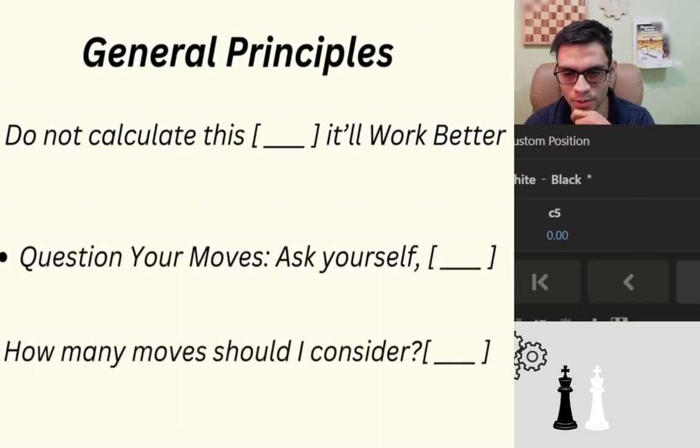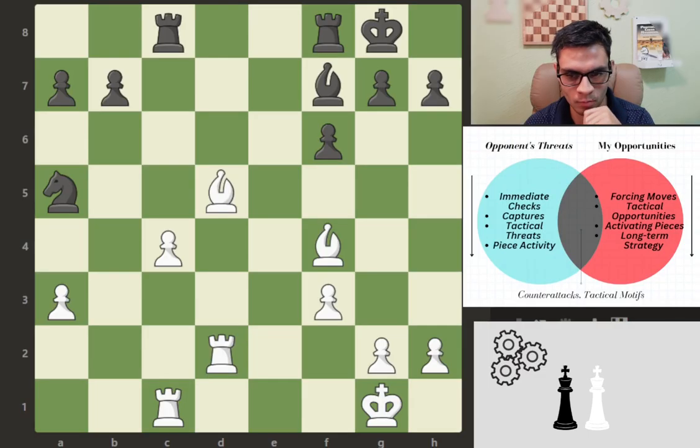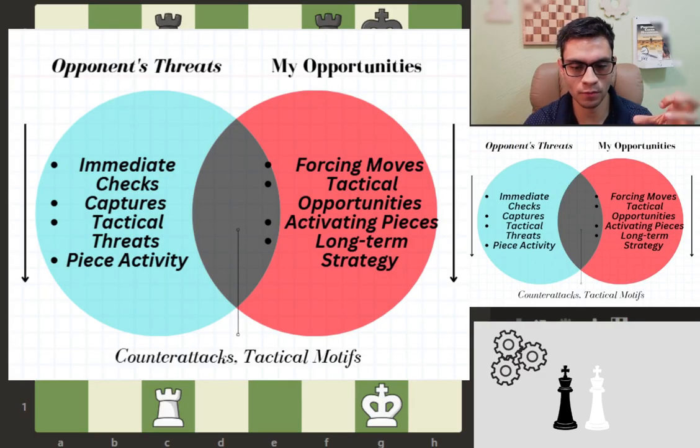Okay, so let's start with this one. I would like to start by showing this diagram. The first thing you have to do is think about your opponent's moves, your opponent's threats. So first you look for immediate checks, second captures, tactical threats, or piece activity. And as you can see, these are in order of priority.